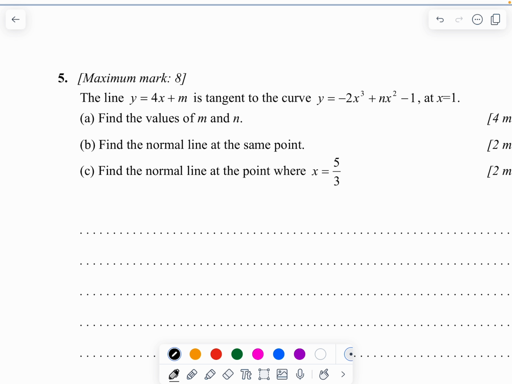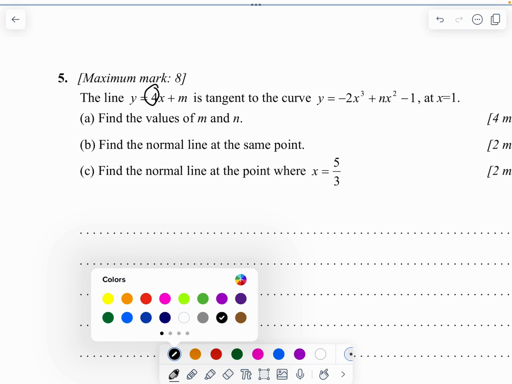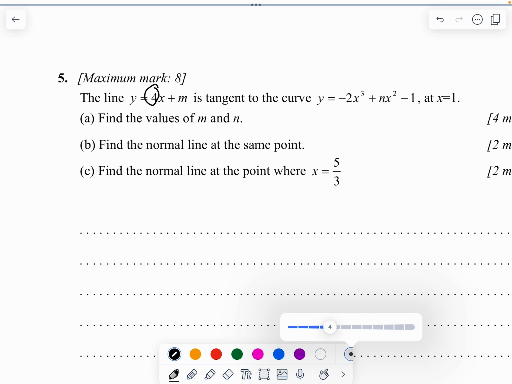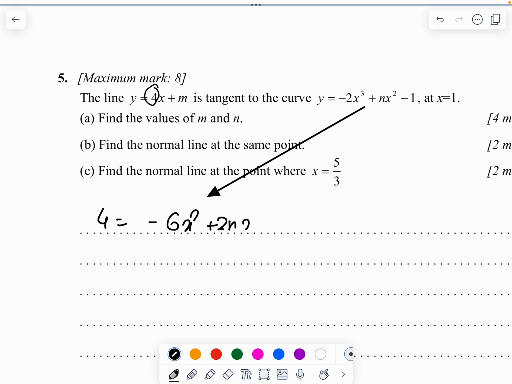Since they are tangent, the slopes will be equal. So what is the gradient? The gradient is 4, which should equal the gradient of this curve also. What is the gradient of that curve? Negative 6x squared plus 2nx. So at x equals 1, plug in 1: 4 equals negative 6 plus 2n. That is one equation. Or else 2n equals 10, n equals 5. I got the value of n.